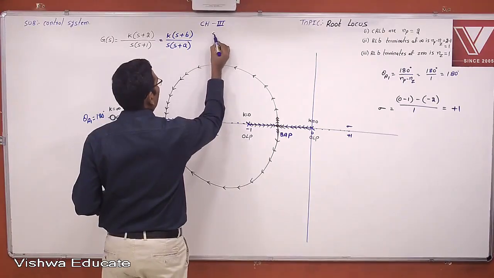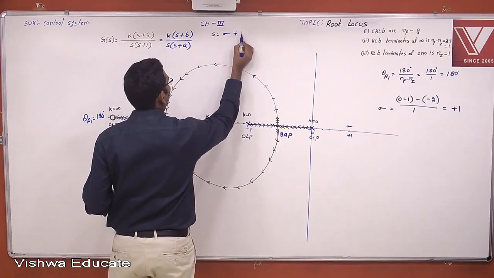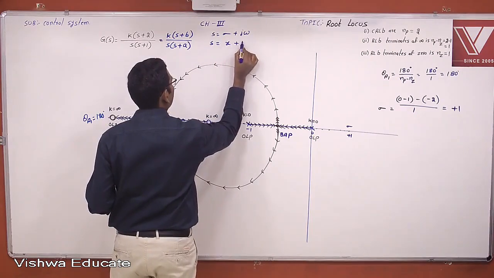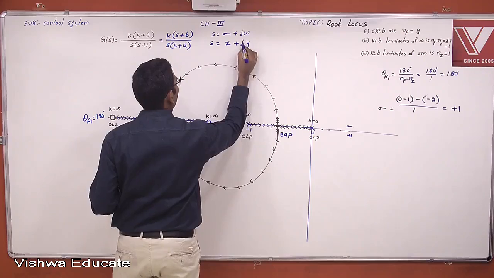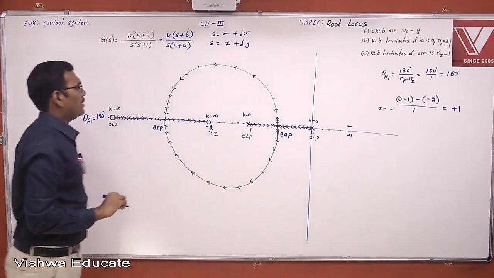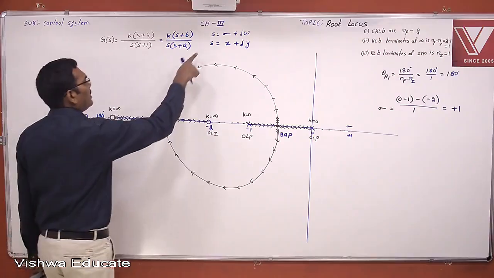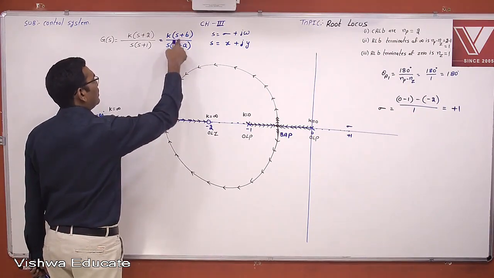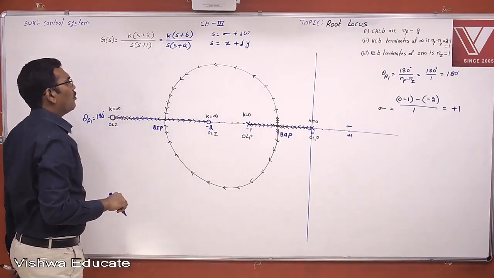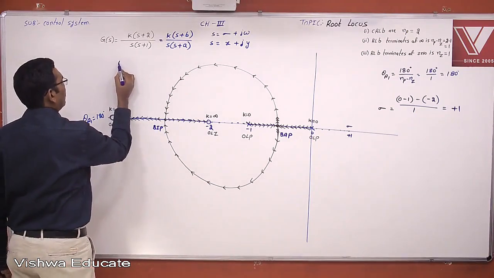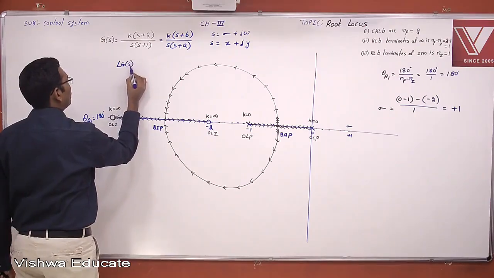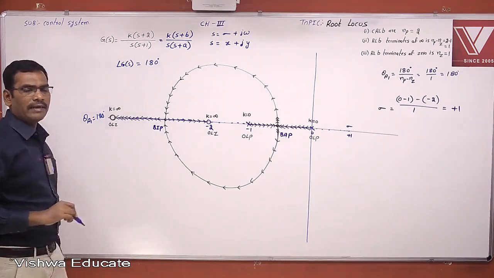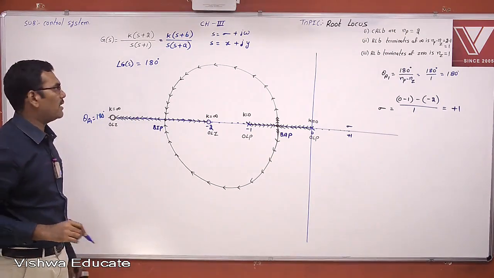Now I replace s equal to sigma plus j omega, but here for easy calculations I take the real part as x and the imaginary part as y, so x plus jy. Now I replace s equal to x plus jy and find the angle of the open loop transfer function, and take that angle with a reference of 180 degrees. Why is it 180 degrees? Which means that the angle condition is satisfied.